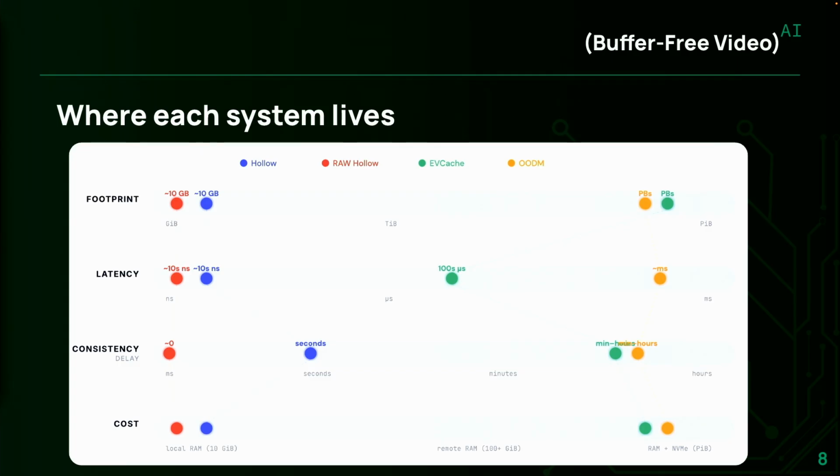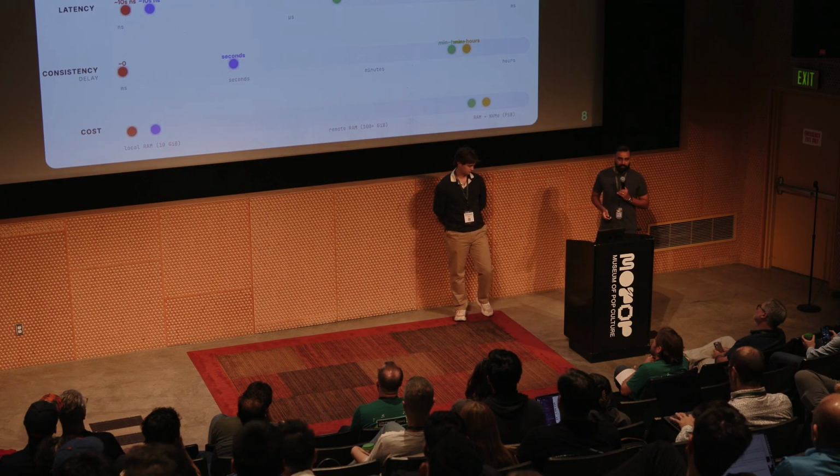And here's the map. So Hollow and Raw Hollow share the same tiny footprint, about 10 gigs of compressed data set, but different consistency profiles. Raw Hollow gives us near zero staleness, making the cache also capable of being a source of truth. EV cache lives in the microsecond latency band, whereas UDEM is in the millisecond, petabyte, minutes to hours of staleness corner. Next, let's look at each one of these a bit closer.